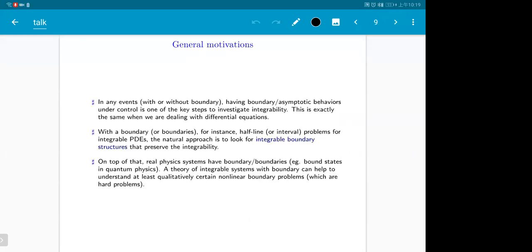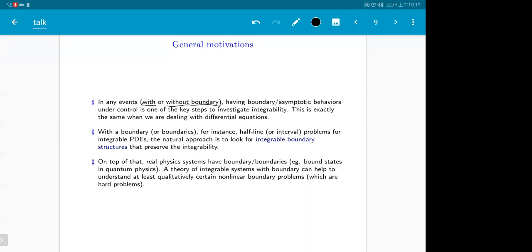So some general motivation to think of boundary problems or initial boundary value problems is that boundary problems are actually related to the aspect of integrability. In both cases, with or without boundary, we need to control what happens at the boundary. So in other words, boundary conditions are related to the integrability of the problem.